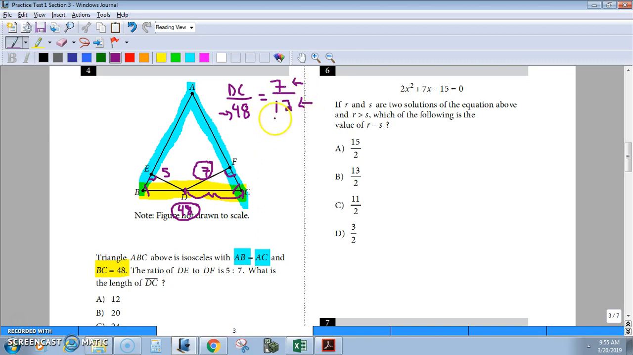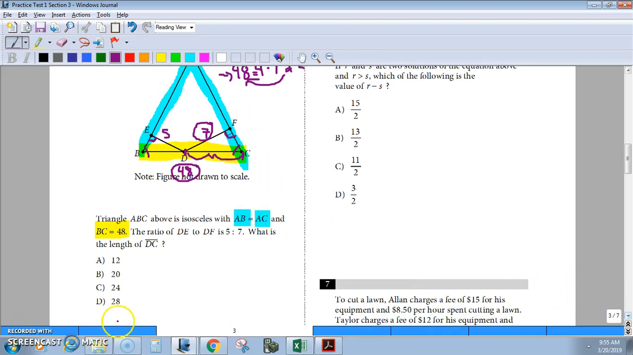Okay, so I know, and this is going to be easy, you're going to think this is so hard because I don't have a calculator, but look, I know that 12 can go into 48 evenly, and that's 4 times. So 12 times 4 is 48. So I just need to do 7 times 4, so that means I know that DC is 28. If DC is 28, then that means that BD is 20.